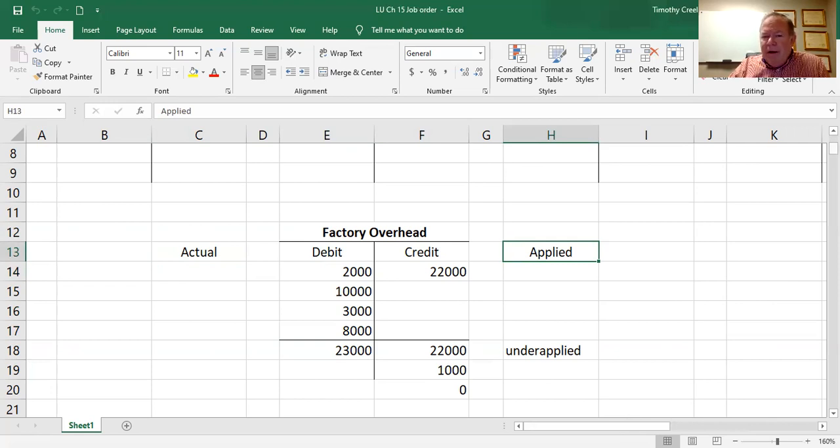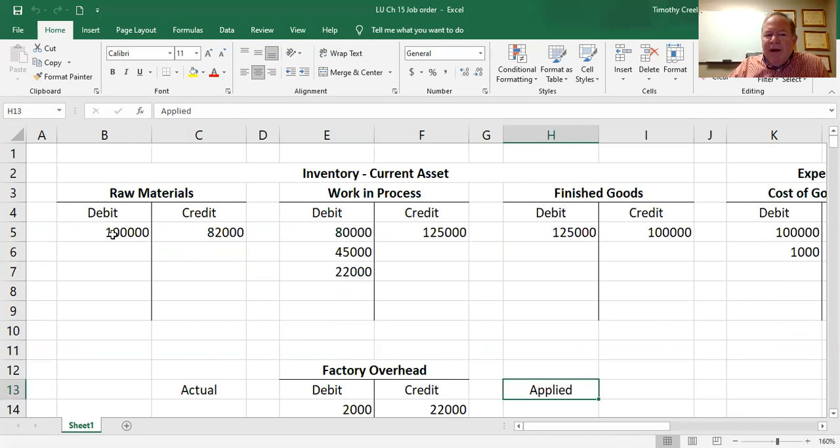Now, one thing to note, I'll go back up here. You'll notice it's a process. Raw materials come in and they're waiting to go into production, and then once they get into production, they go into work in process. And then here you also see direct materials, direct labor, and factory overhead are all added. Remember that those are the three elements of product cost.